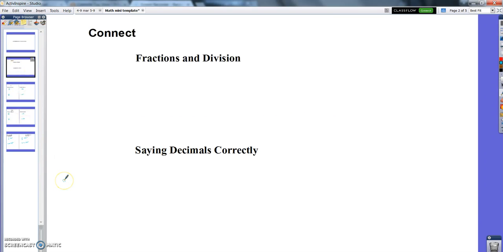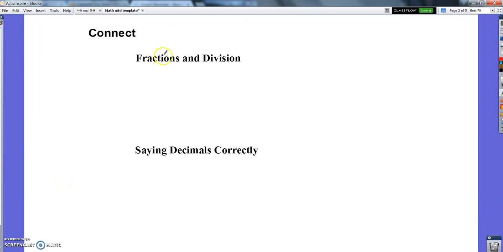Two things to remind you of before we start. First, fractions and division. So remember in our last mini lesson we talked about how things like negative 2 divided by 8 is another way of saying negative 2 over 8. These are the same thing. Fractions and division work the same way. It's going to be important today.